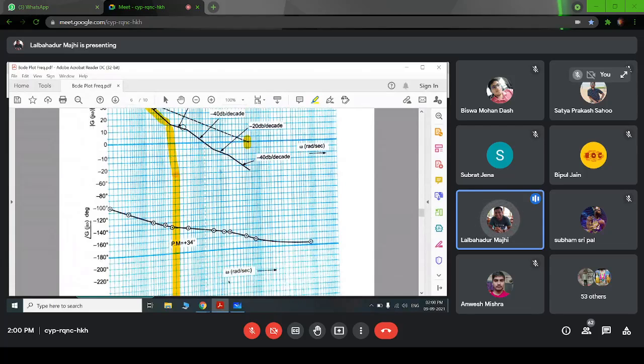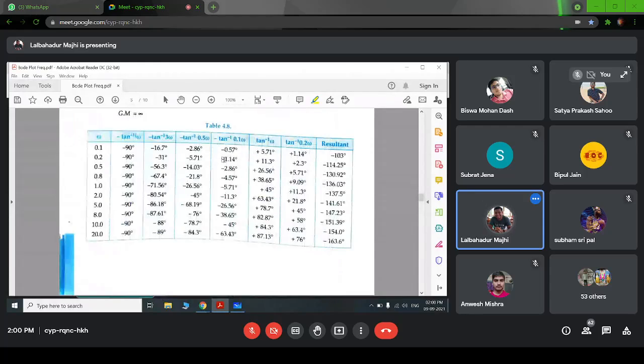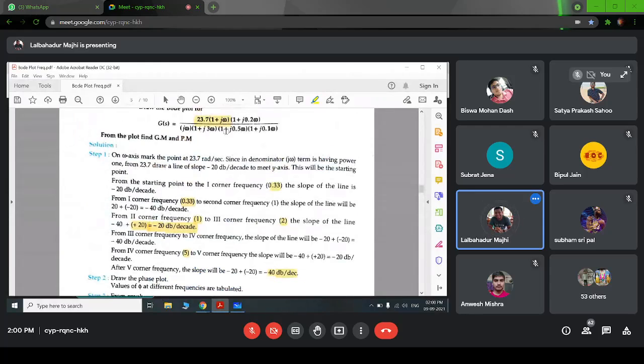We have to draw a minus 20 dB per decade slope up to the next corner frequency. The next corner frequency is from a pole, the factor 1 plus j 0.5 omega. So the corner frequency is 2.